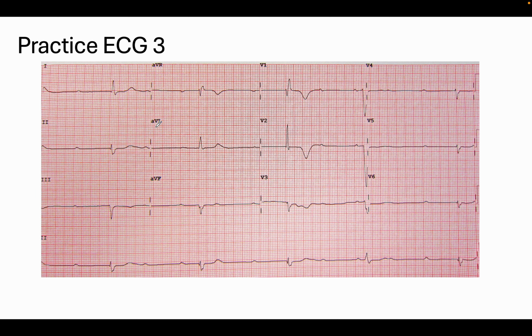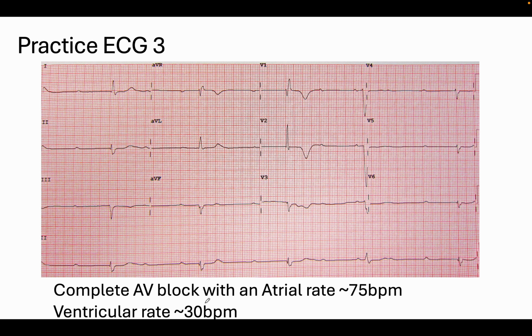And then our final ECG is this one. Feel free to pause the video and work it out. The answer is coming up in 3, 2, 1, 0. So this is complete AV block. And if you worked out the atrial rate, it's roughly 75 beats per minute, and if you worked out the ventricular rate, it's going at 30 beats per minute. So well done if you got that right. If you didn't, let's go through it together.